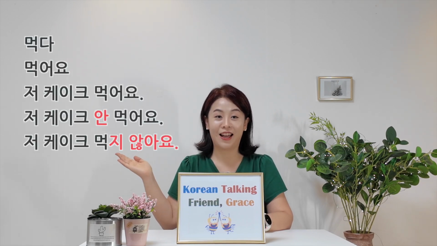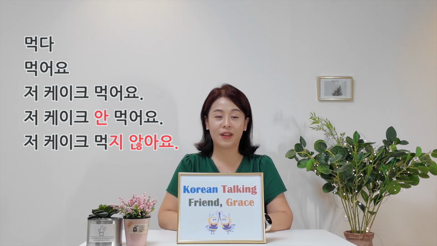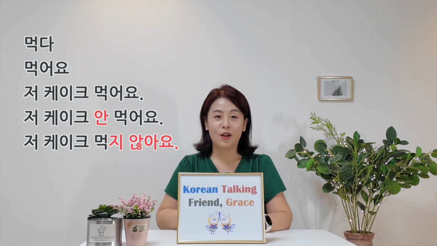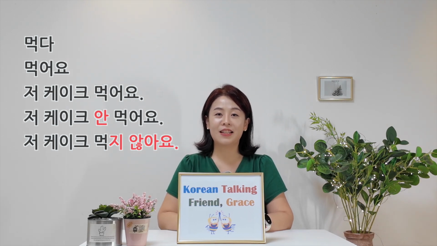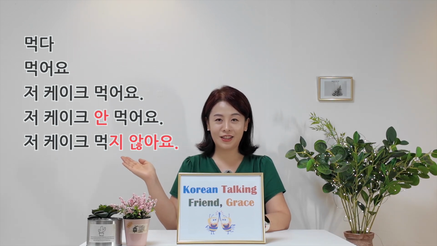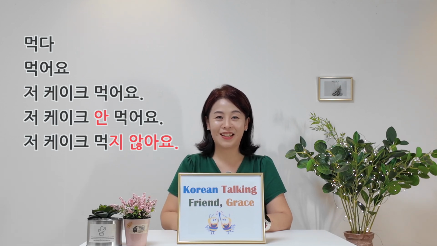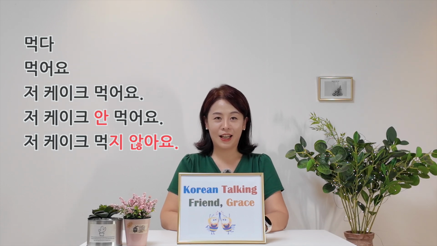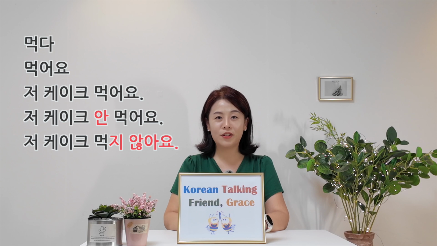먹다 is the dictionary form, and conjugated into the present it becomes 먹어요. An actual example sentence is 저 케이크 먹어요. Then you can make the negative sentence: 저 케이크 안 먹어요. 저 케이크 먹지 않아요. So then you are wondering what the difference between them is, right?